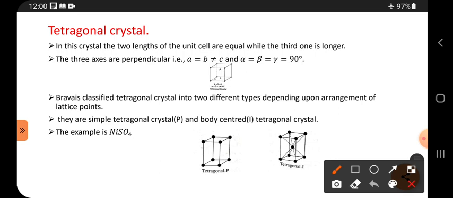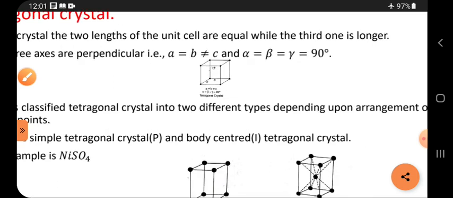The three axes are perpendicular to each other. Here, only two lengths are the same, a equals b, and the third one is different. It is not always longer, sometimes it is shorter also, but the third one must be different. And alpha, beta, gamma are all equal, and they are 90 degrees, perpendicular to each other.